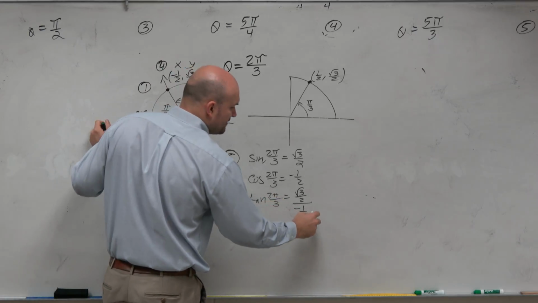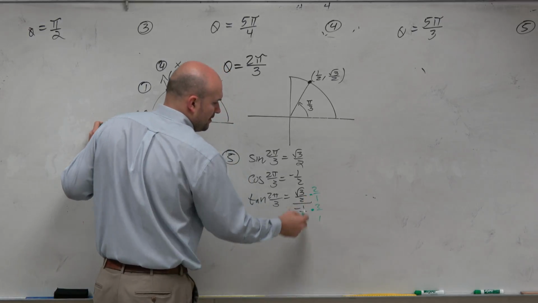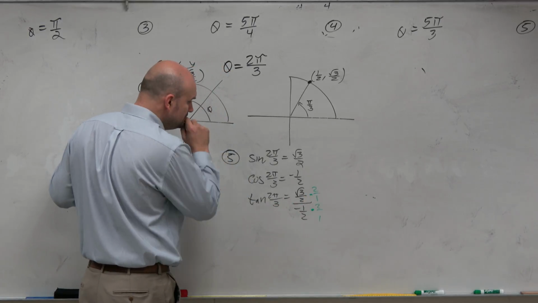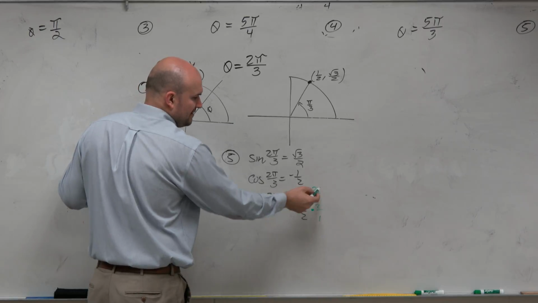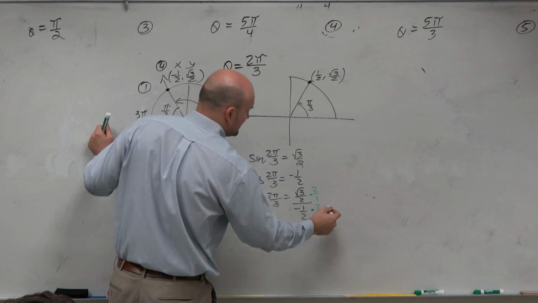Remember, you have a fraction divided by another fraction. Just multiply by its reciprocal. The denominator goes to 1. There's still a negative there. And here, the 2's divide out, so you're left with negative square root of 3.